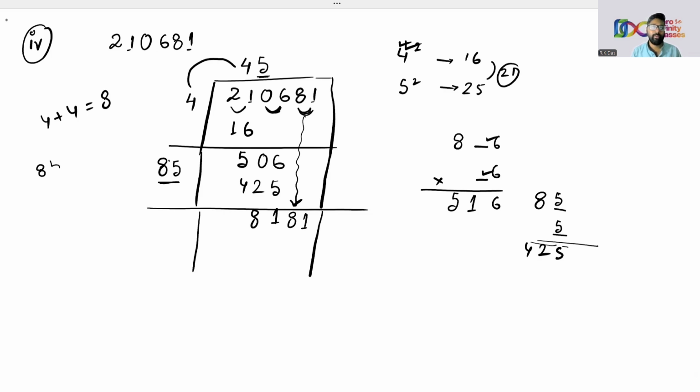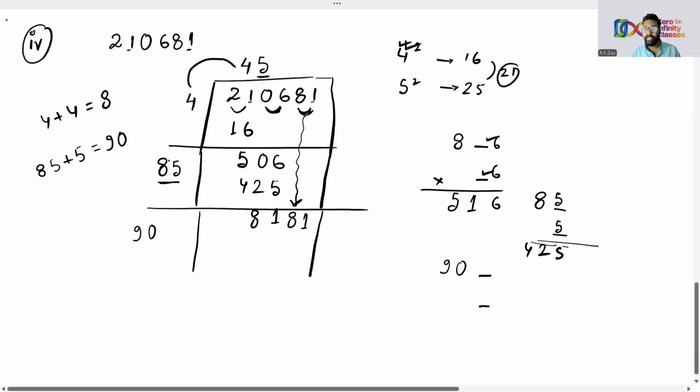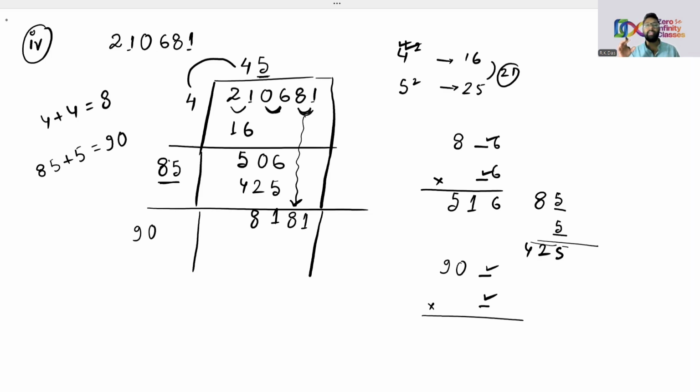Next step, we have to add 85 with 5, which is 90. 85 plus 5 is 90. So here we have to write 90 like this, then a blank, and we have to take a number in such a way that after multiplying, whatever product we get should be equal to 8181, or it can be less than 8181. But we have to keep in mind it should not be greater than 8181.